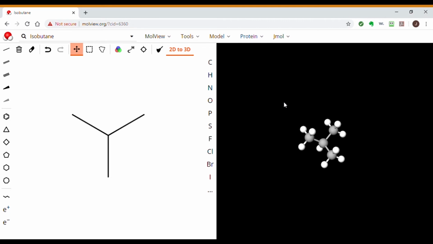The relationship between these two structures, that of butane, the previous one, and this one, isobutane, is something called isomers. An isomer is a compound that has the same formula but a different structure. In this case specifically, we call it a structural isomer because there is a difference in the ways that the atoms are connected to each other.